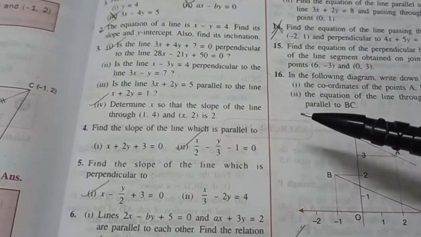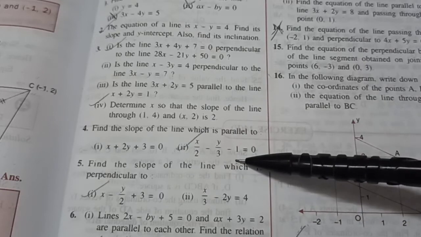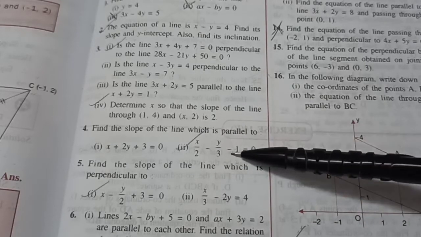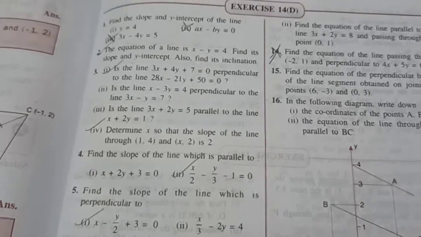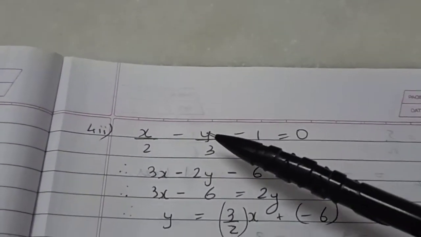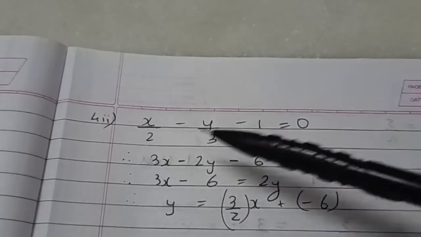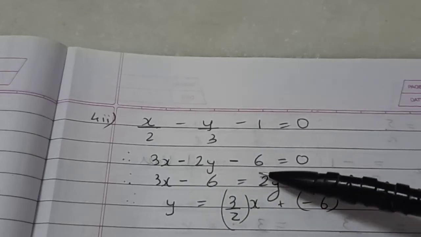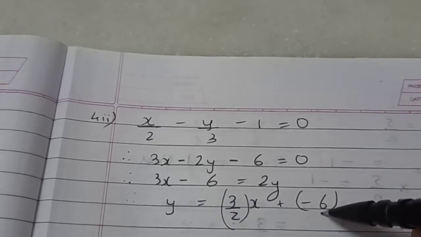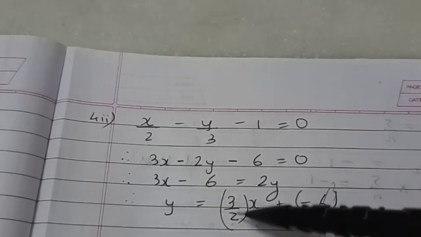4.2, again an equation is given. Find the slope of the line which is parallel to this. So first we'll find the slope of this equation, and that will be the same slope for the line parallel to this, because parallel lines always have the same slope. So first of all, convert it into the standard format of the equation. Step number 1, LCM, get rid of the denominators, multiply everything by 6. Step number 2, I want y alone, so I shifted y and then shifted 2 down here. Okay, and don't forget to divide by 2 entirely. This is the slope.